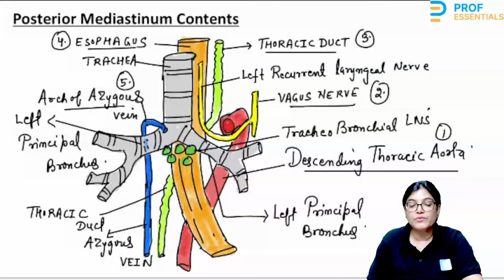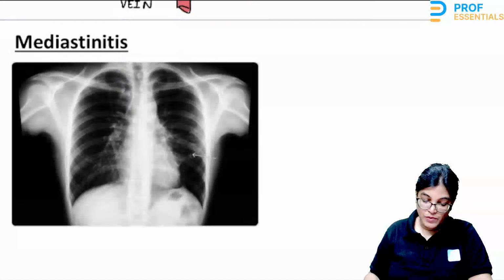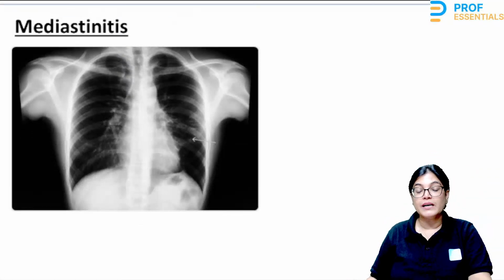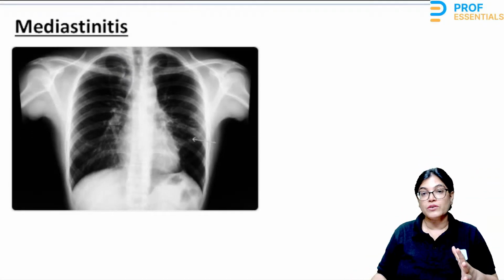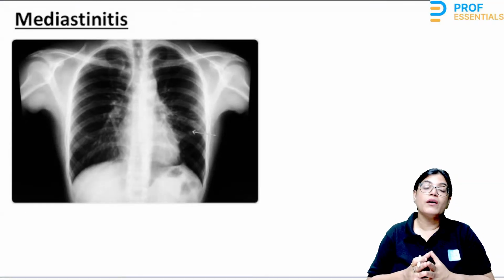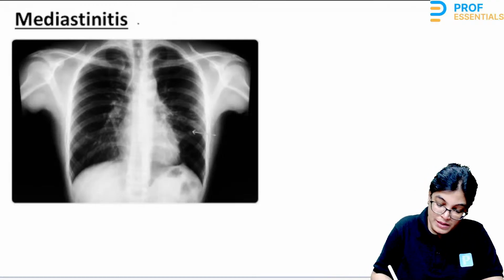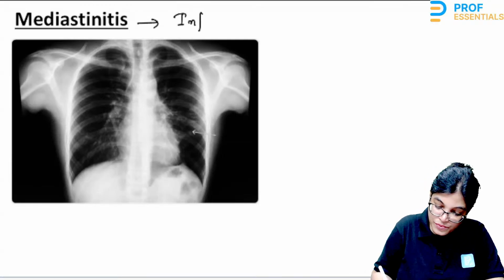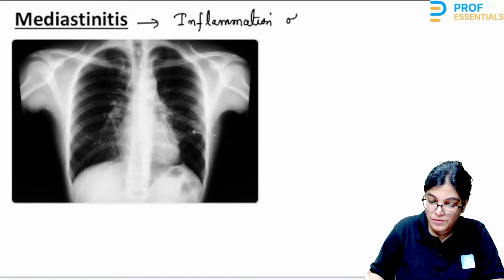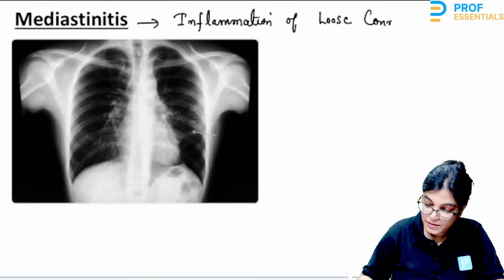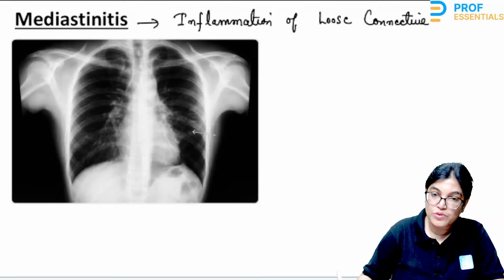But what is important for you is to know the clinical anatomy related to the mediastinum. So let's start the clinical anatomy. One of the clinical anatomical cases is the inflammation of the loose areolar tissues in the mediastinum, causing the condition of mediastinitis. Itis means inflammation. So in this condition there is inflammation of loose connective tissues of the mediastinum.